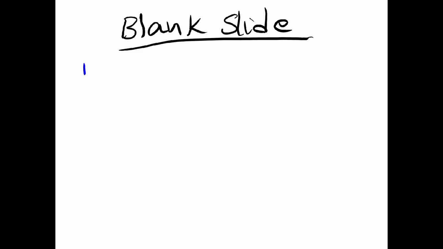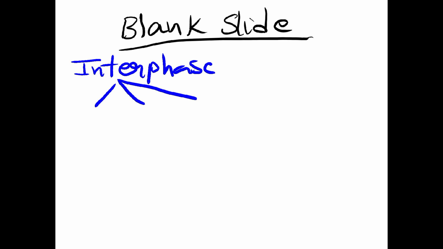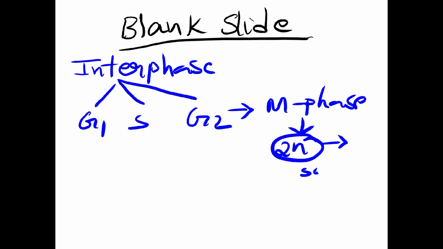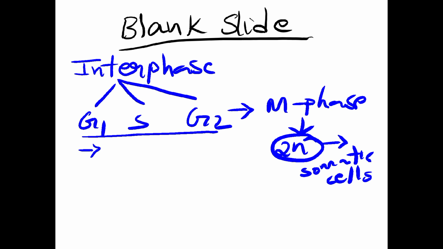First is interphase. Interphase is divided into mainly three subphases: G1 phase, S phase, and G2 phase. After the G2 phase comes the M phase, which is called the mitotic phase. This mitotic phase takes place in diploid organisms, in somatic cells. In the interphase, the DNA, which means the chromatin, is in decondensed form.